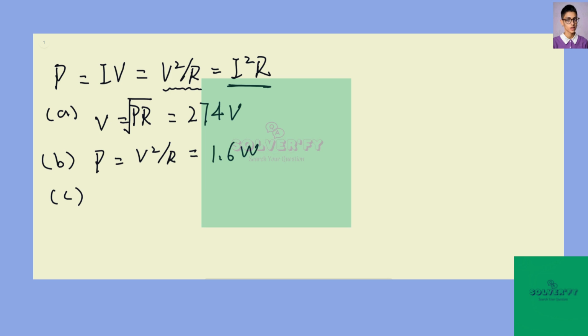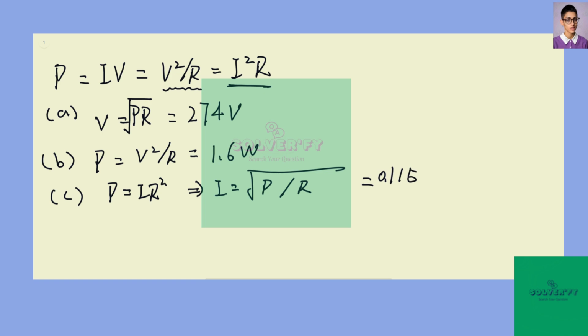So when this 150 ohm resistor reaches 2 volts, P equal to I squared R, right? So the current is going to be equal to the square root of P over R. P is 2, R is 150, so the current is going to be 0.115 amperes, right?